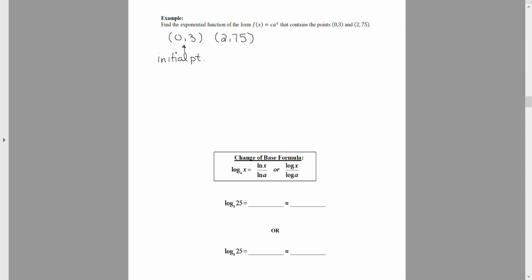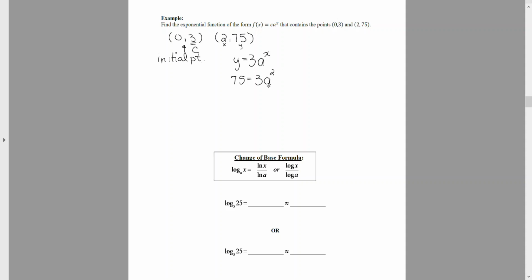So to start out with, remember the value c is our initial value. So I'm just going to rewrite this as y equals, and then our initial value of 3, a to the x. So this value here is our c value. Next we need to find a. And to do that, we're going to plug in the next point, which is our x, y value here. So for y, I'm going to plug in 75 equals 3a, and then the x is 2.